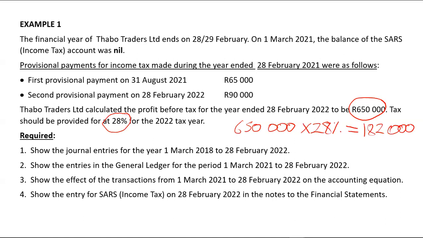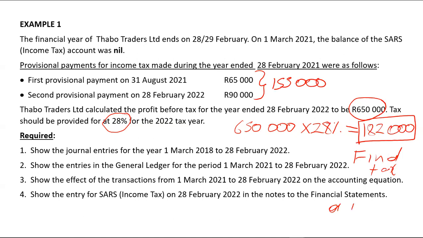This 182,000, it is the final tax amount, meaning that we are actually owing SARS, because so far, according to our provisional payments, we've only paid SARS 155,000. But we'll get to that. Let's deal with this 182,000, which is our final tax amount.